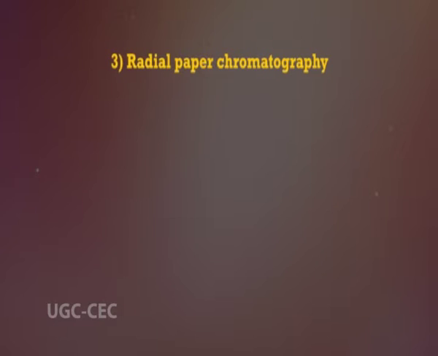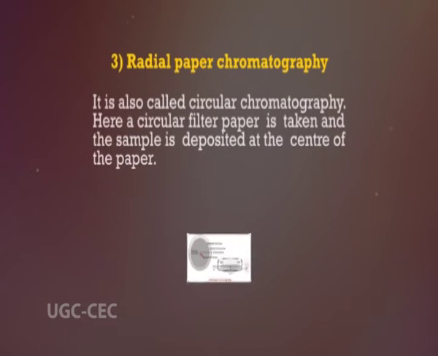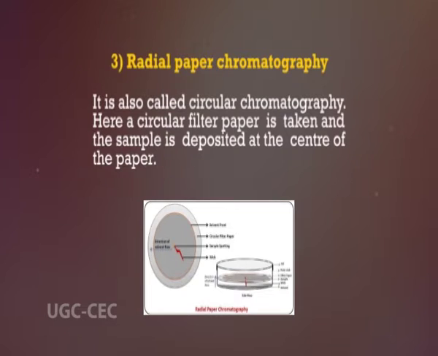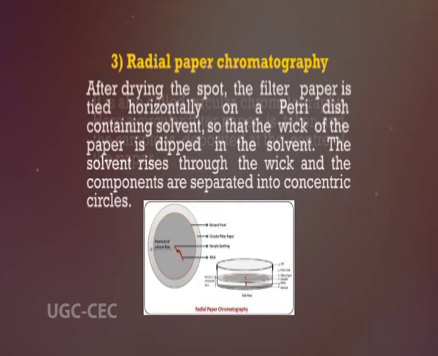Third one is radial paper chromatography. It is also called circular chromatography. Here, a circular filter paper is taken and the sample is deposited at the center of the paper. After drying the spot, the filter paper is tied horizontally on the petri dish containing solvent so that the wick of the paper is dipped in the solvent. The solvent rises through the wick and the components are separated into concentric circles.